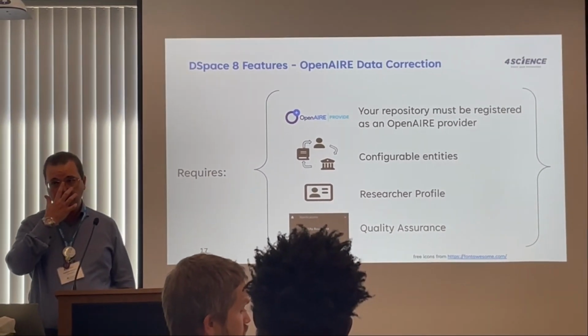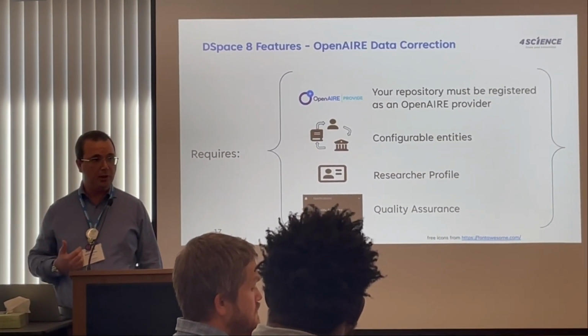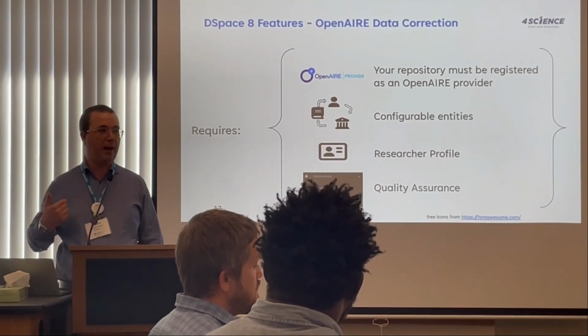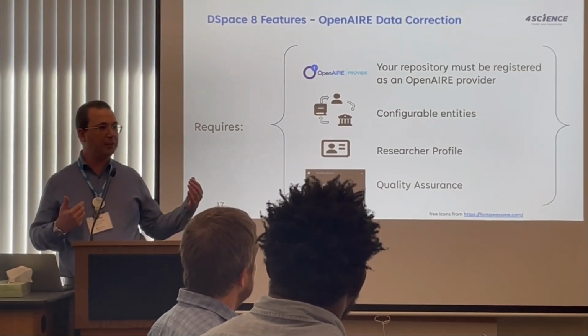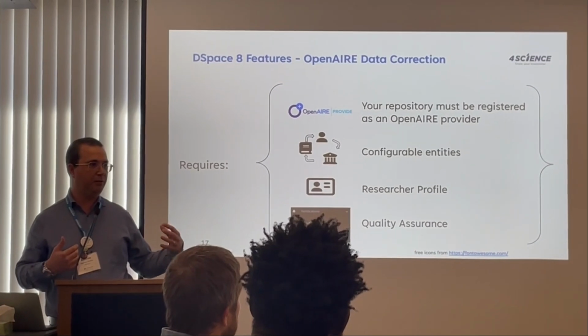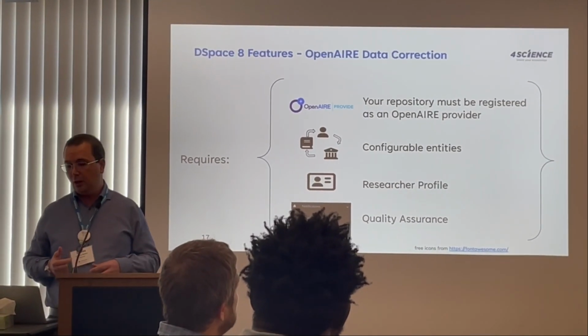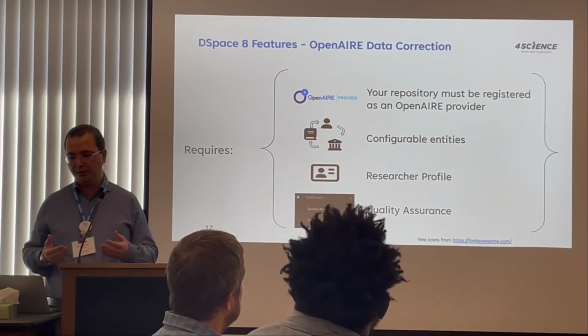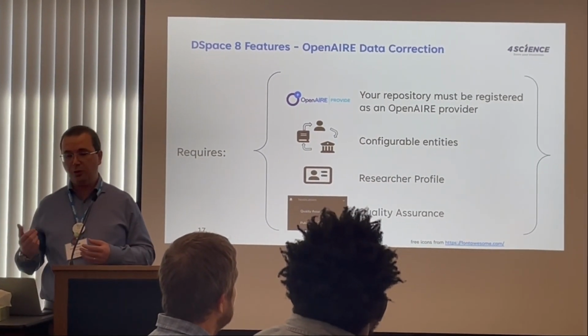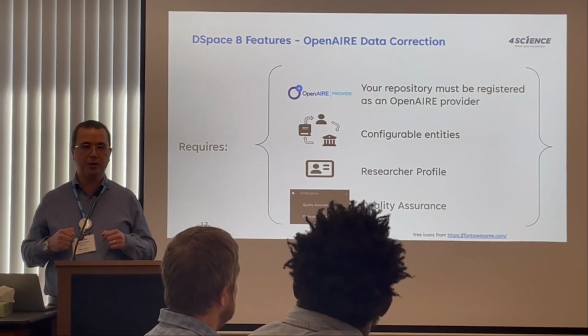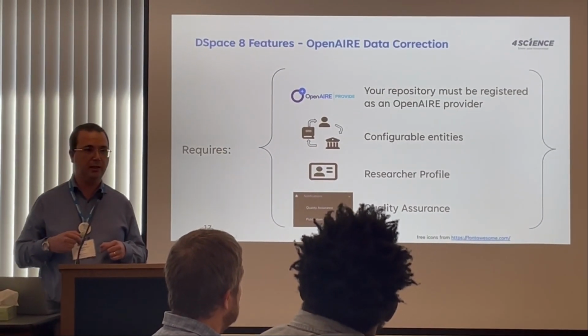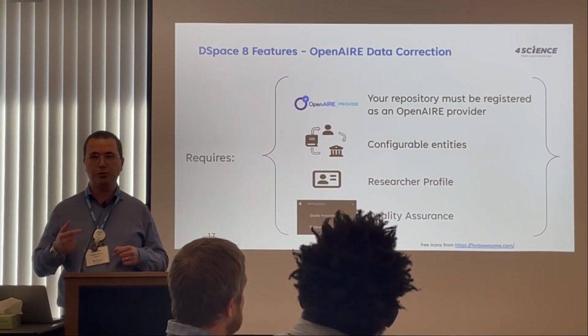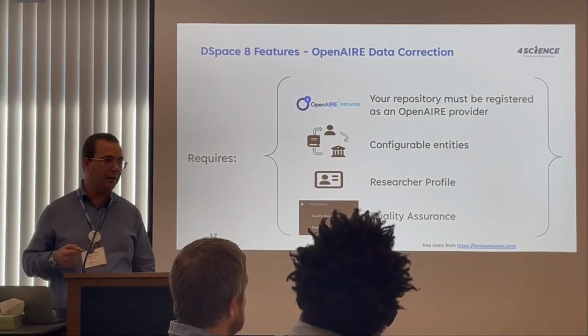So again, what do you need to use this feature? Right now you need to be a provider of OpenAIRE, because this is the way that OpenAIRE will give you feedback about your data. You need to have configurable entities enabled in your repository, you need to have researcher profiles, and you need to enable the quality assurance module in DSpace that has been flagged as a beta feature, so in DSpace 8 it needs to be enabled manually.